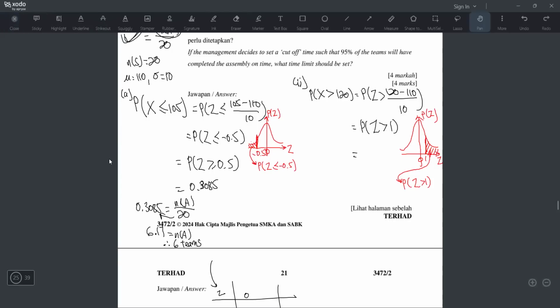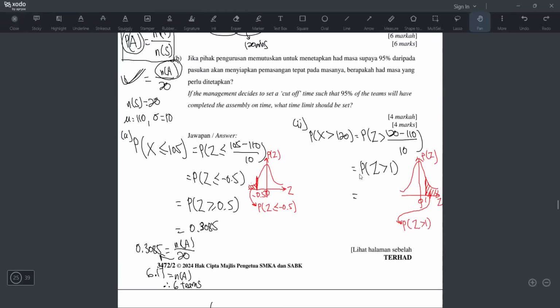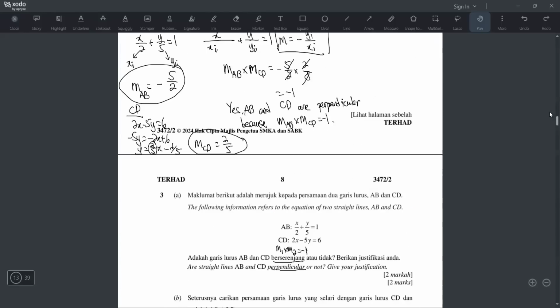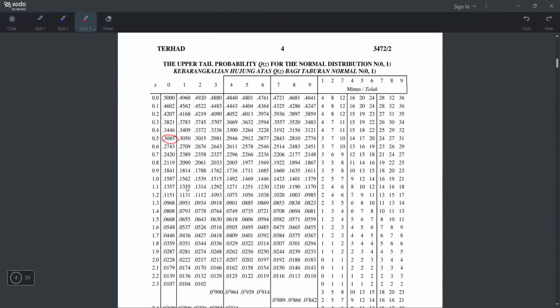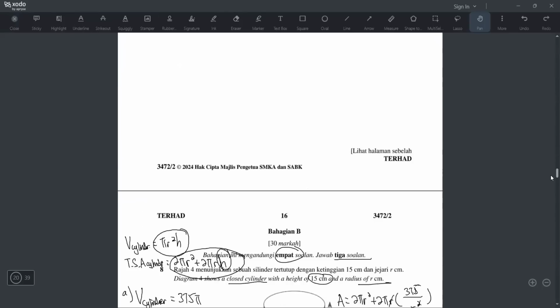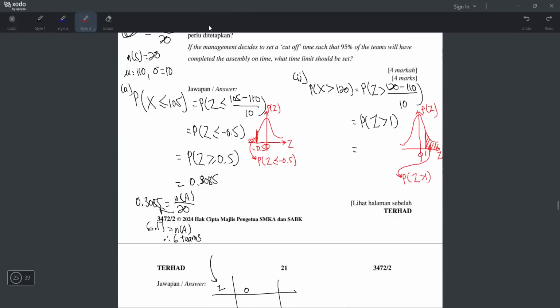Now we can find the probability. Just straight away go to the table and look for 1.00. Because Z is already positive and bigger, no problem, we can straight away read already. Okay, where do I see 1.00? Here. So 0.1587 is the answer. That is the probability. So go here, write 0.1587 and then you are done.